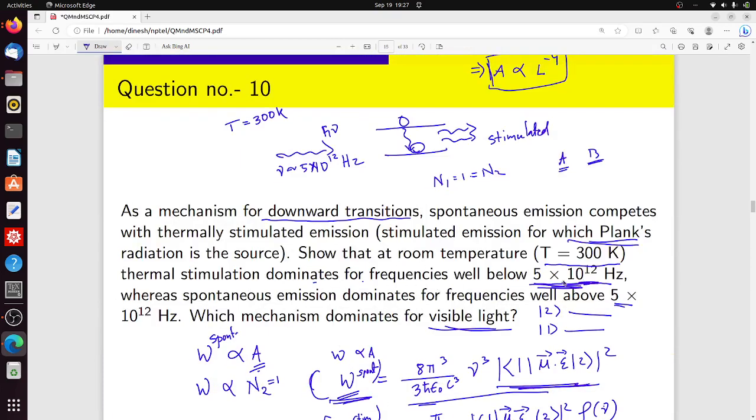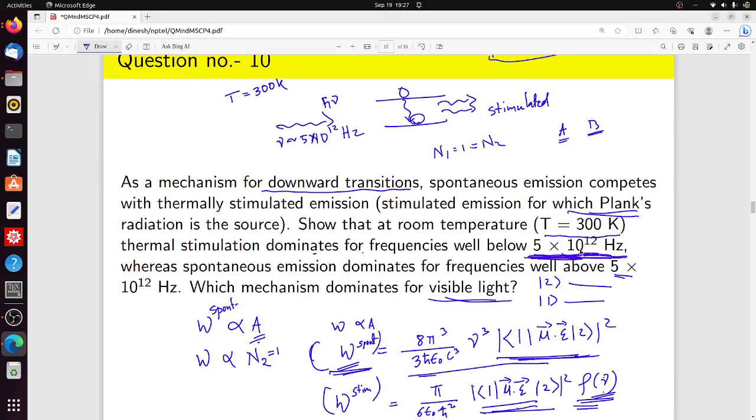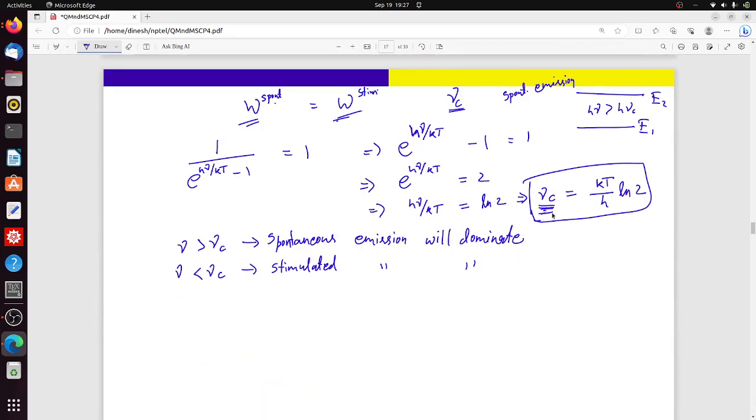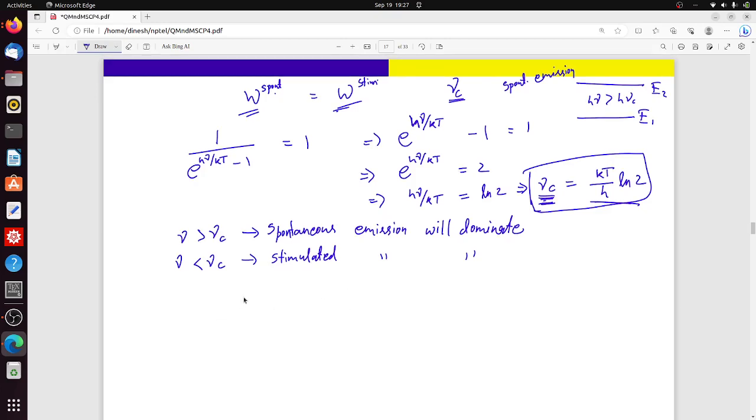And we are given that the environment or the surrounding has photons with this frequency, 5 into 10 to the power 12. So to compare it, we have to first calculate nu c numerically. Then we can check whether this radiation is more than nu c or less than nu c. Okay, so let's calculate this nu c.